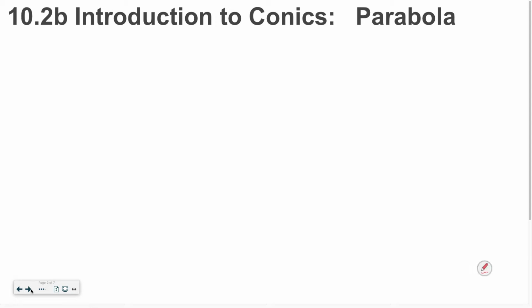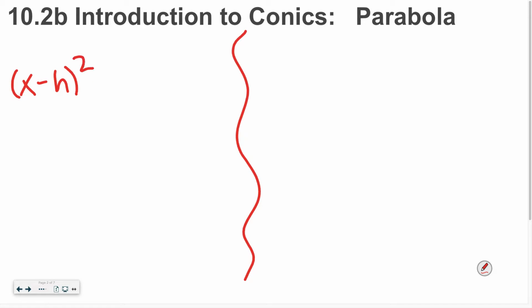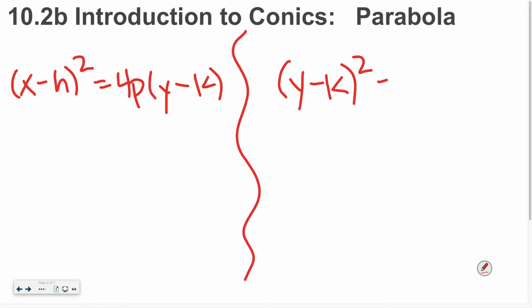Okay, we have two standard form equations. We have x minus h squared equals 4p times y minus k. And we have y minus k, the quantity squared, equals 4p times x minus h. Emily, what direction are these parabolas going to open? Vertical. Okay. These are going to open vertically.